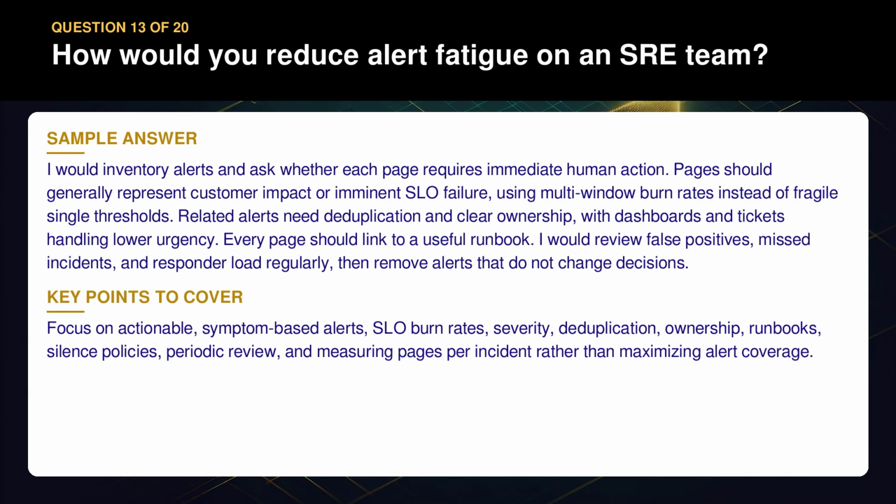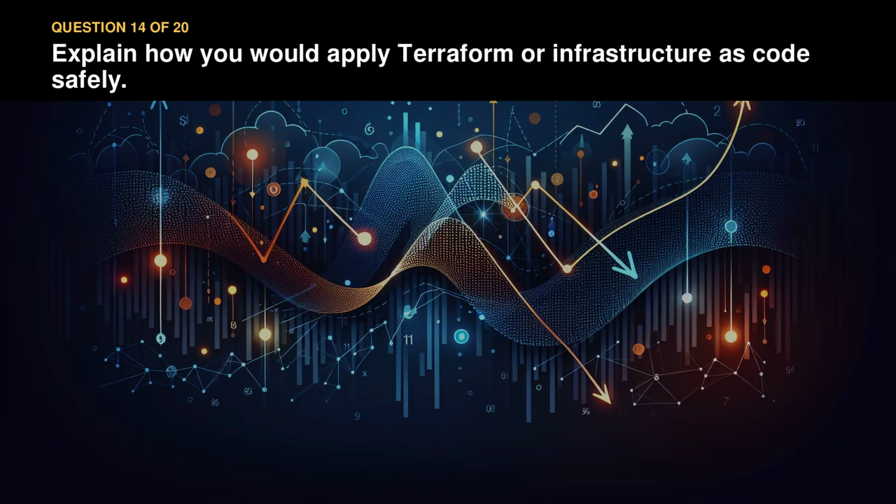Focus on actionable, symptom-based alerts, slow burn rates, severity, deduplication, ownership, runbooks, silence policies, periodic review, and measuring pages per incident rather than maximizing alert coverage. Question 14. Explain how you would apply Terraform or infrastructure as code safely.